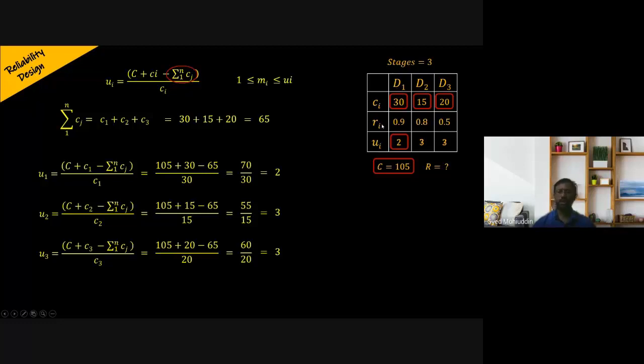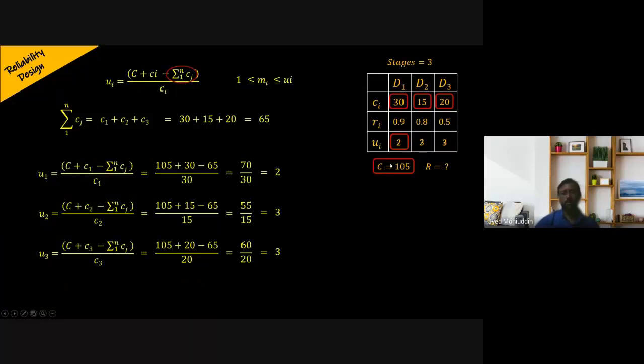Reliability obviously cannot be 100%. We cannot say any device is 100% reliable, so reliability is just like a probability. The reliability for D1 is 0.9, D2 0.8, D3 0.5. We are also given the total cost. We have at hand the total capacity for the knapsack, and this total or maximum cost we can have is 105.